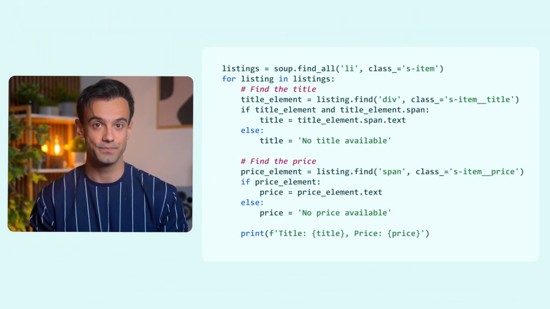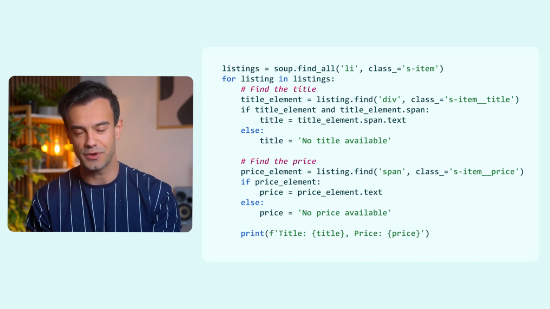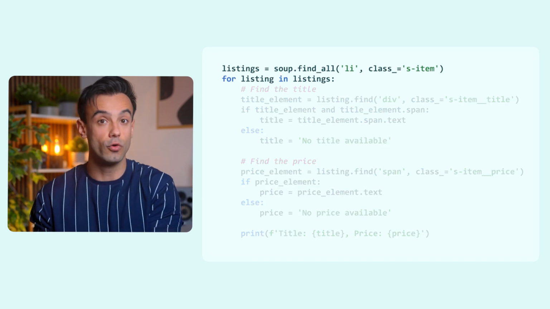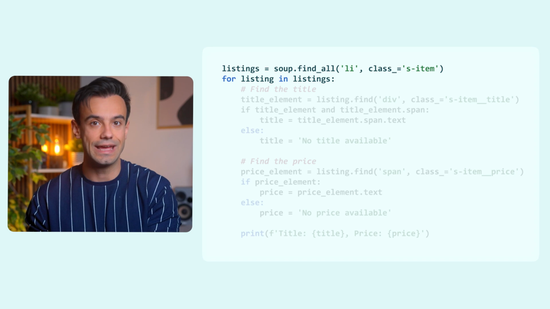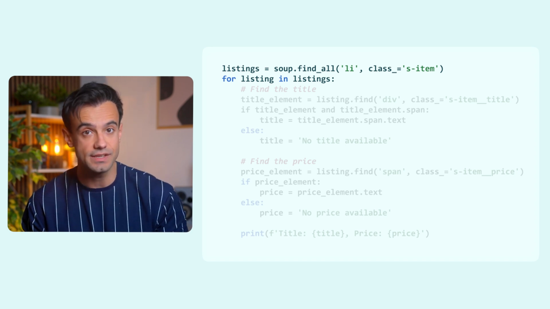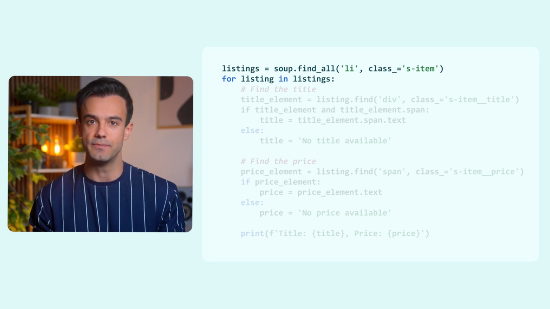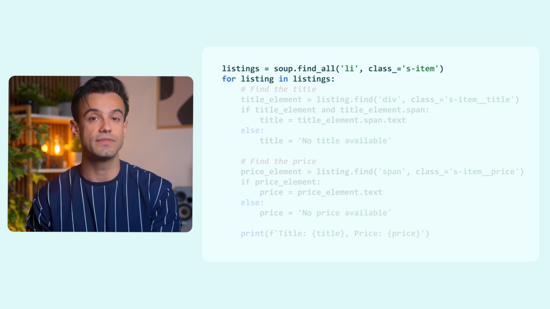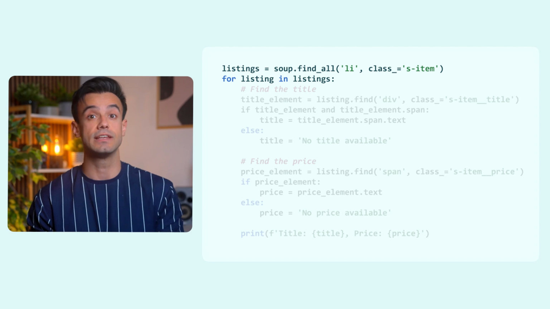Since search results contain multiple listings, loop through them with the following code. Not sure what this means? Let me break it down. This creates a set of all objects with the name li and the class s-item, which represents the individual product listings in the search results within eBay. It also starts the loop to extract the necessary information like the title and price.